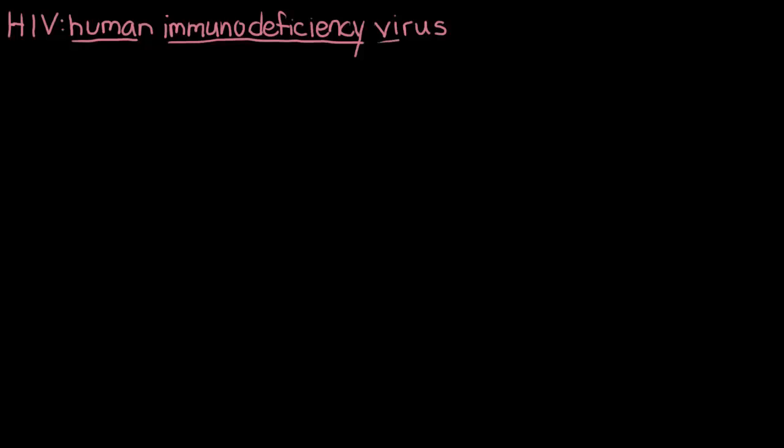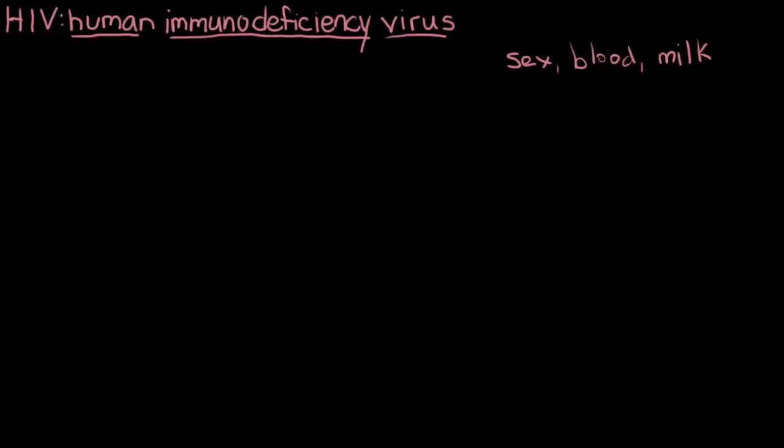And virus means a microorganism that infects living cells. HIV is spread by sexual contact or by exposure to blood or sometimes breast milk from an infected person. So how does HIV infect human cells?